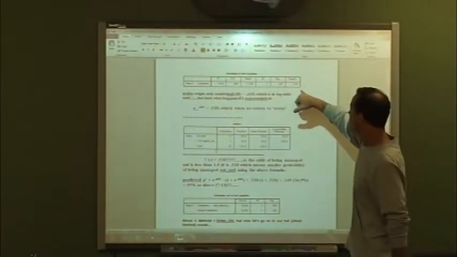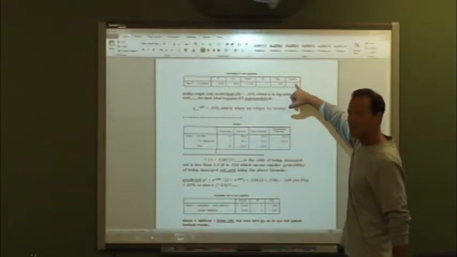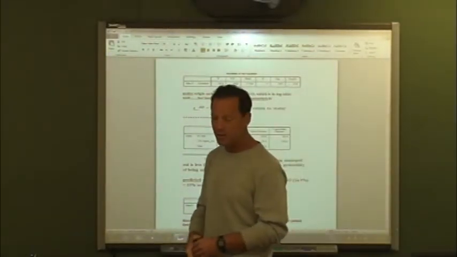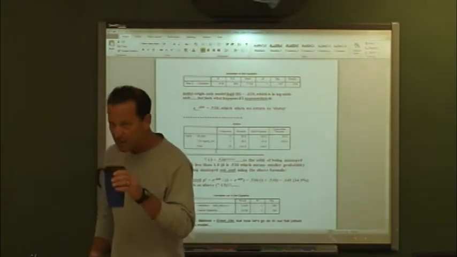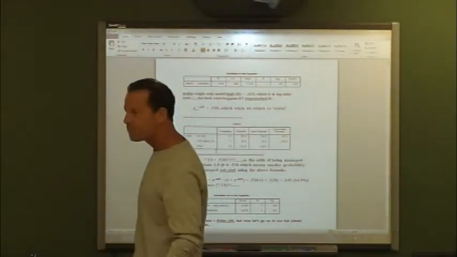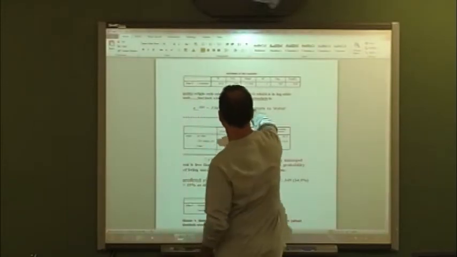So you see that 0.538? Please take the log of 0.538 using the ln button, not the log. What do you get? Negative 0.62. Negative 0.62.